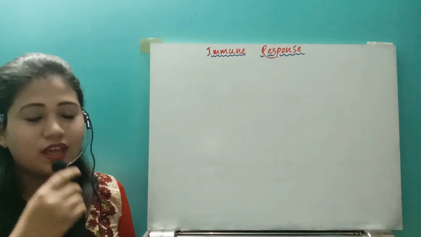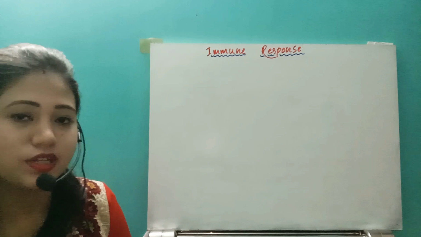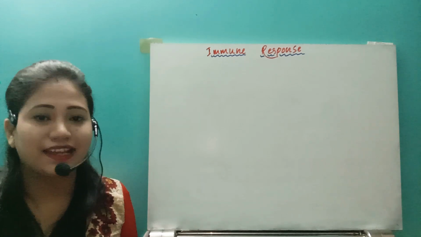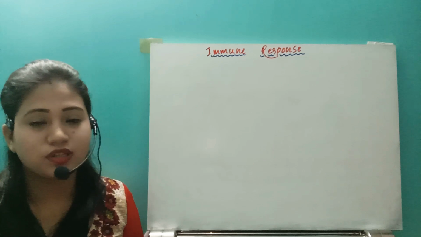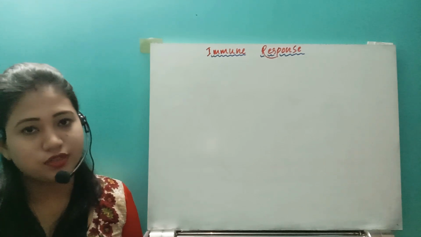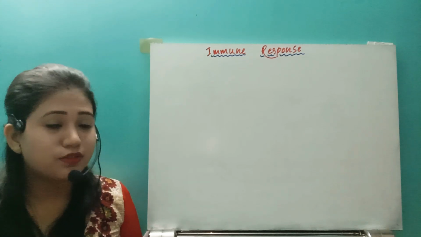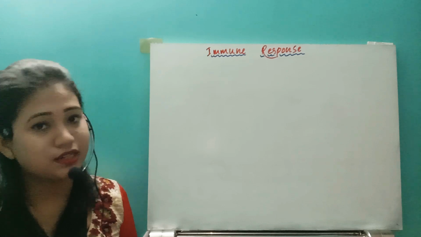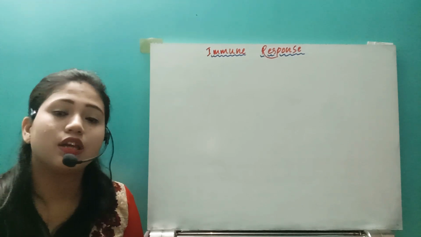Hello students, in the last video we have seen the types of immunity where we have discussed the active and the passive immunity. In both these two types of immunity we got the natural and artificial type of immunity. This video will be hard to understand if you don't understand the immune response, so let's just see this immune response.